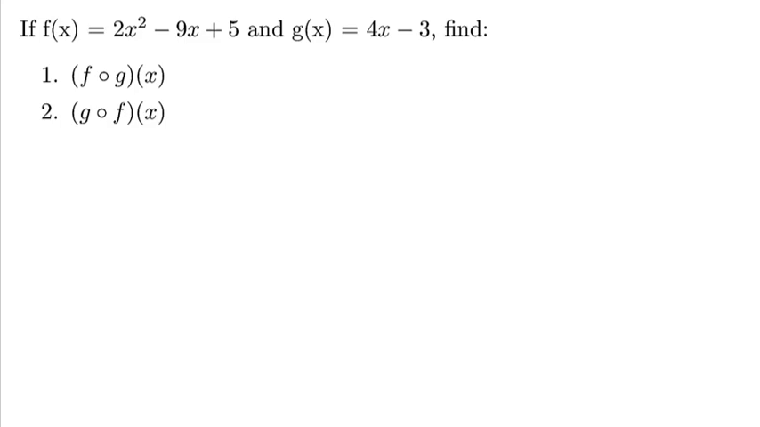If f of x is equal to 2x squared minus 9x plus 5 and g of x is 4x minus 3, find f of g of x and g of f of x. Alright, so here's how we're going to do this.